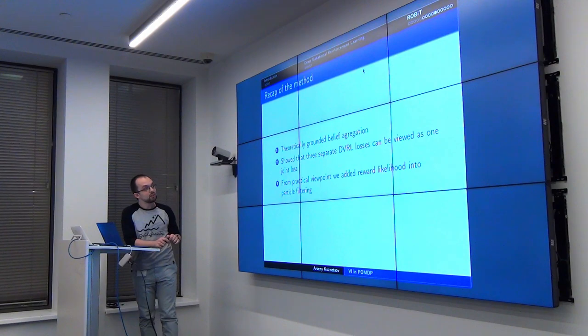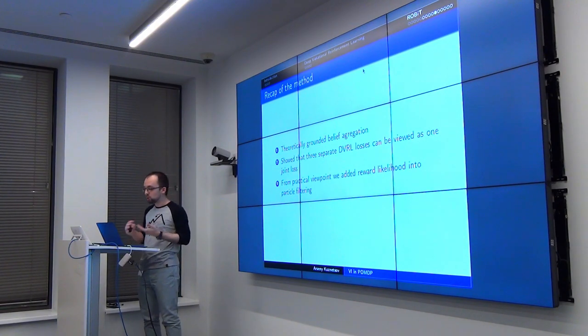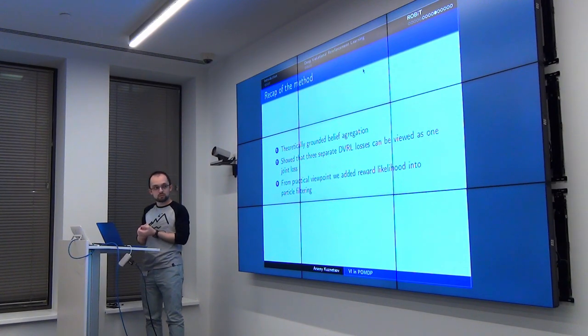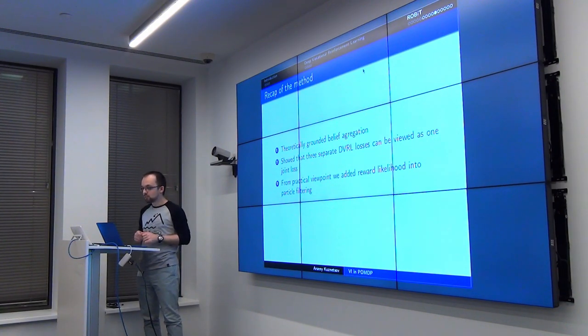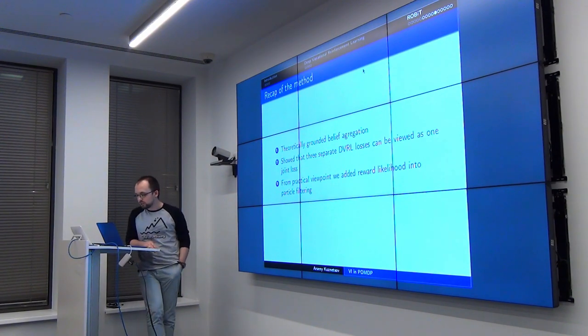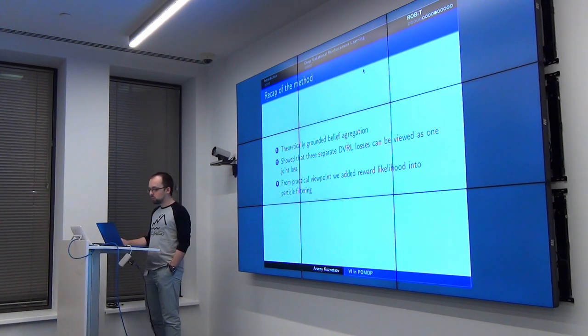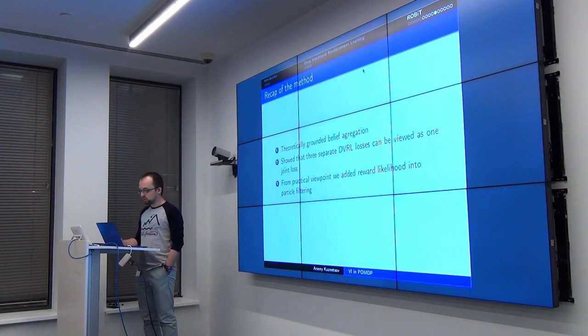Quick recap of what just happened here. We do particle filtering and variational inference in optimal control and merge them together in hopes that it will improve both. We have a theoretically grounded iteration in terms of sampling from our posterior and sampling actions from that. We don't use a recurrent neural network to aggregate our particles. We show that these three separate neural losses can be viewed as one joint loss. And from the particle viewpoint, we added the reward log likelihood into particle filtering. So now reward is also another variant of observation, and it helps with particle filtering.